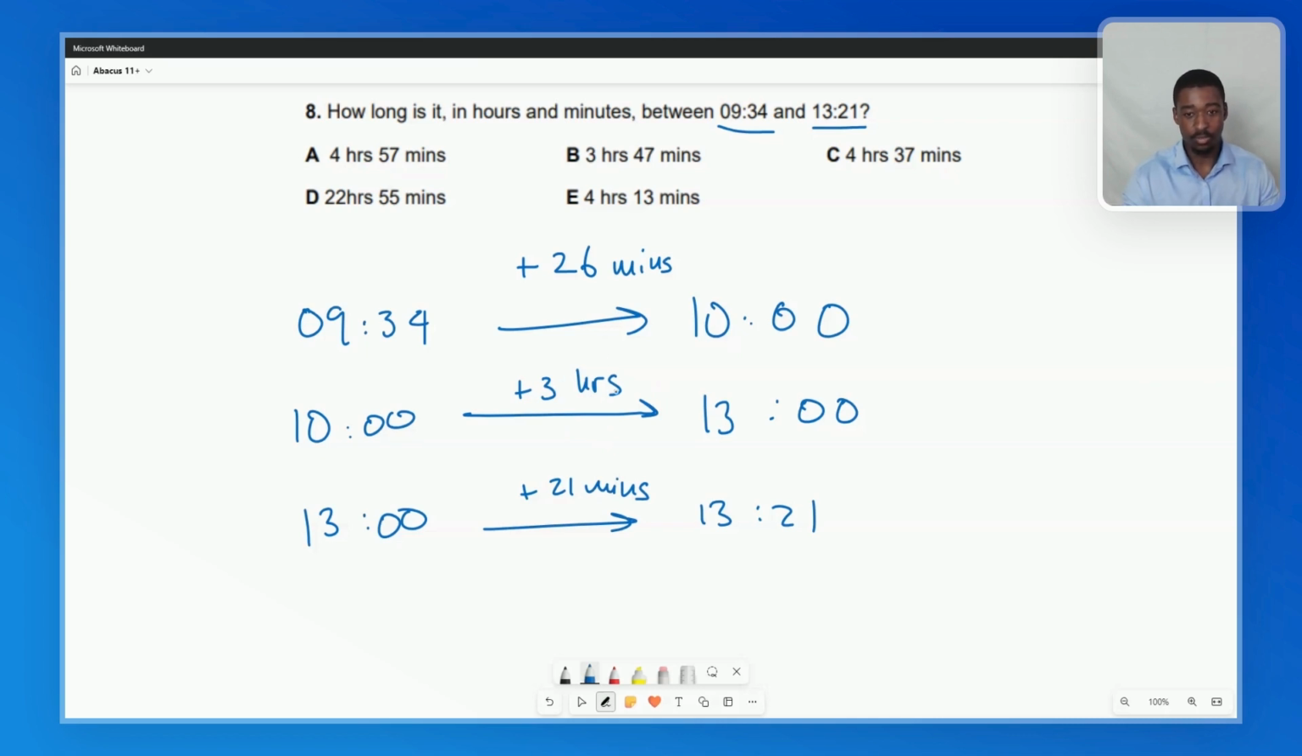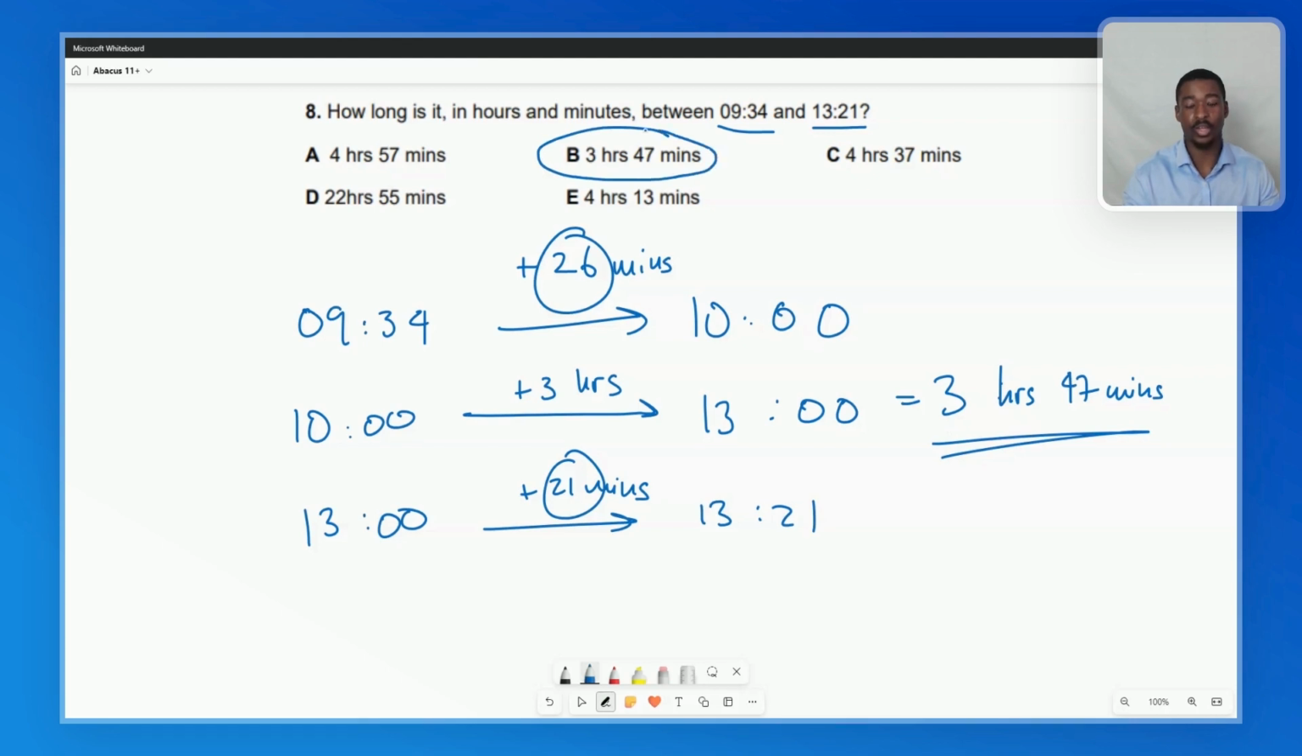So now we have 3 hours plus 26 minutes plus 21 minutes. And that should give us 3 hours and 47 minutes. Because 26 plus 21 is 47. So that's our answer, and we can see that's also an option. Option B, 3 hours, 47 minutes. That's how we work out these clock difference questions.